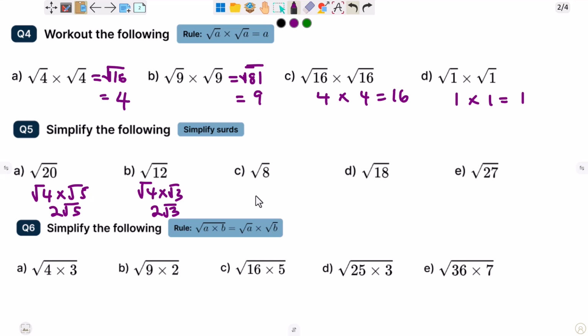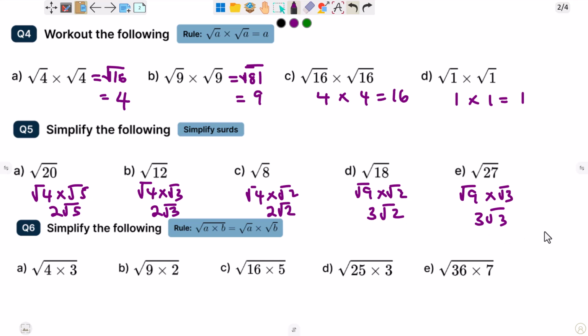And the next number here is root 4 times root 2. And root 4 is 2. So it's going to be 2 root 2. And the square root of 18, well, you could say root 9 times root 2. Okay? And the square root of 9 is 3. And it's definitely going to be 3 root 2. And for this one here, you could say root 9 times root 3. Okay? And square root of 9 is 3. And it's going to be 3 root 3. Okay? So these are the answers for question number 5.